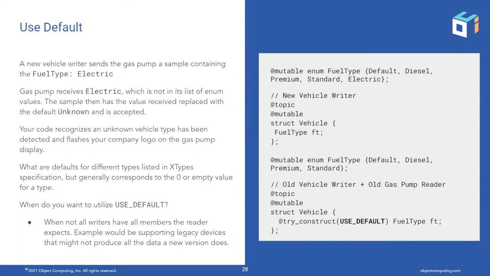The default values for various members are defined in the XTypes specification, but it generally corresponds to the 0 or empty value for a type. And then you would want to use default when not all writers will have all members the reader expects. So when you're supporting legacy devices, that might not produce all the information a new device does.